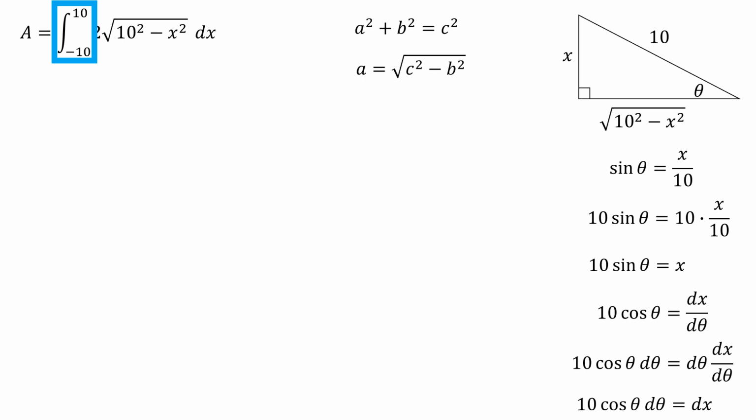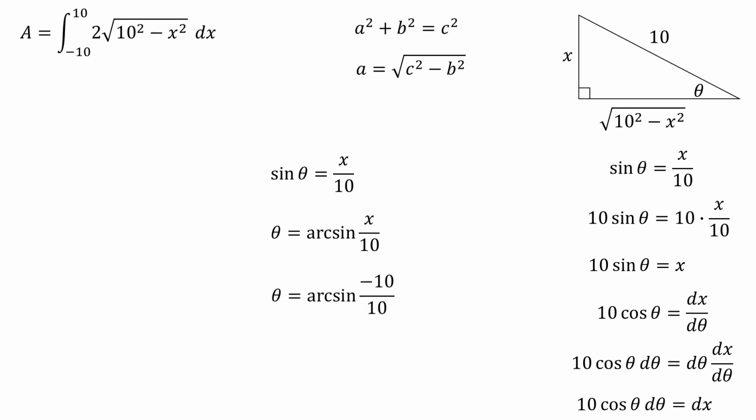Oops. The limits of integration. Those are written for x. We're trying to change to theta. Well, if sine of theta equals x over 10, let's solve first, my bad. Let's solve for theta. You say, hey, theta is going to be the arc sine of x over 10. Now we can plug in that negative 10. So I need the arc sine of negative 1.